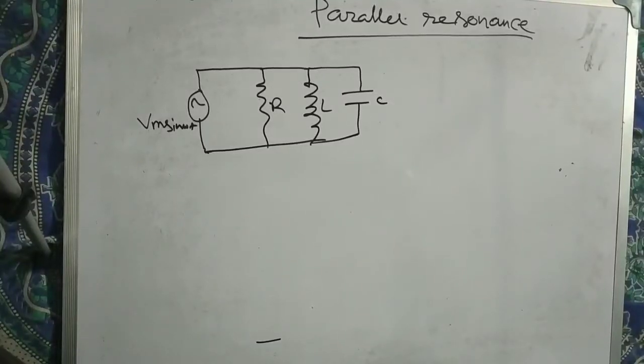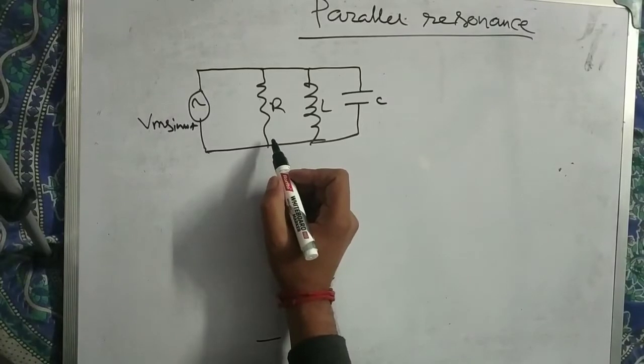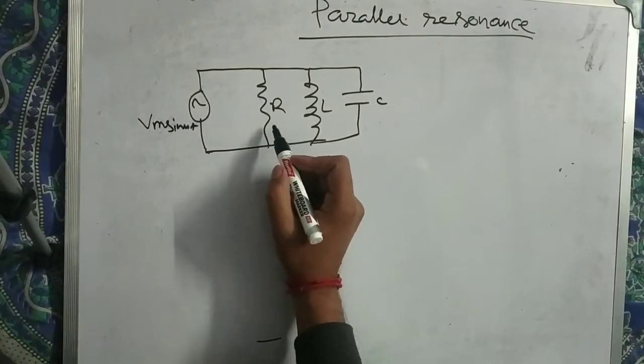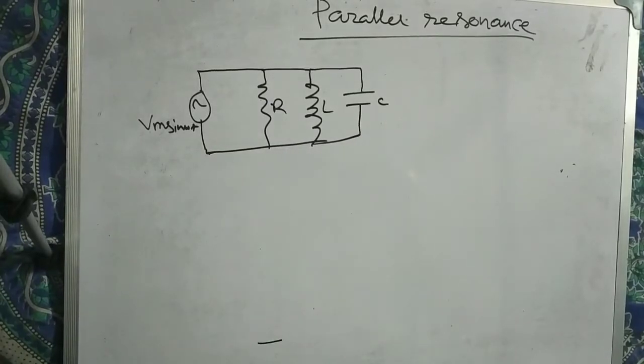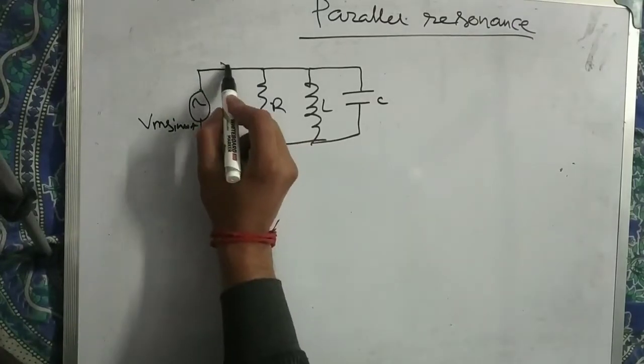We have already studied series resonance circuit. Now we will study parallel resonance circuit. In parallel resonance circuit, we can see resistance, inductor and capacitor are in parallel, and we will find the equation and frequency for this parallel resonance circuit.